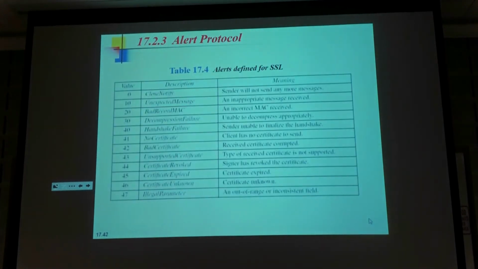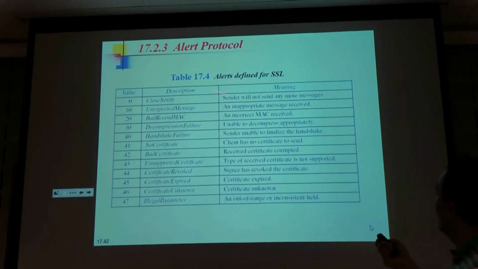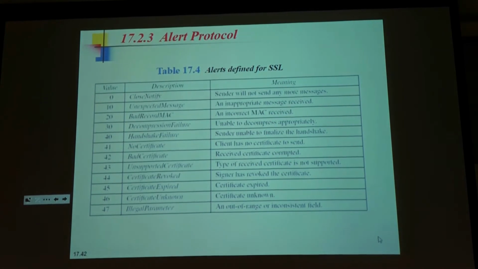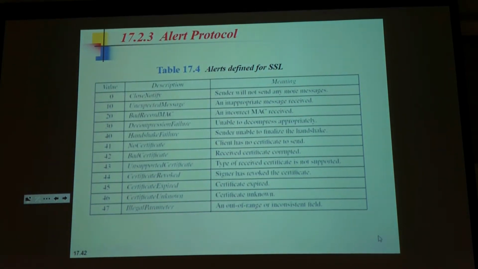So the Alert Protocol in here has a lot of alerts. You have the value, the description, and the meaning. For example, I cannot read it in here very well, but 0 is close_notify: the sender will not send any more messages. And so on and so forth. There are problem levels: it could be a warning or it could be fatal. A warning is a warning. Fatal could kill the whole transmission.